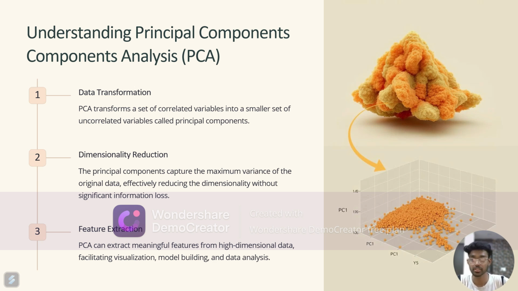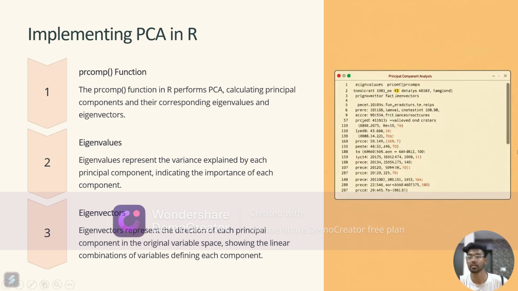Understanding principal components analysis. First, data transformation. PCA transforms a set of correlated variables into a smaller set of uncorrelated variables called principal components. Second, dimensionality reduction. The principal components capture the maximum variance of the original data, effectively reducing the dimensionality without significant information loss.